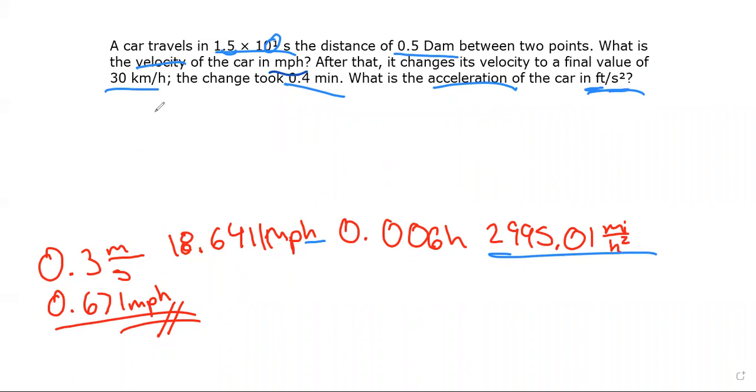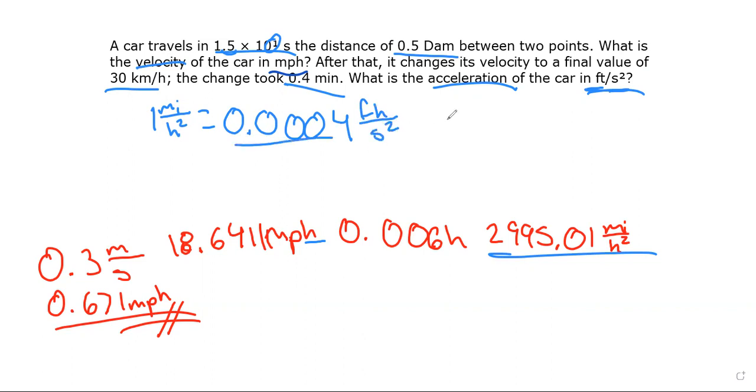Again, we have 1 mile over a square hour. That is the same as 0.0004 feet over a square second. This would be the same as 4.01234 times 10 to the minus 4. This would be the same. So let's continue.